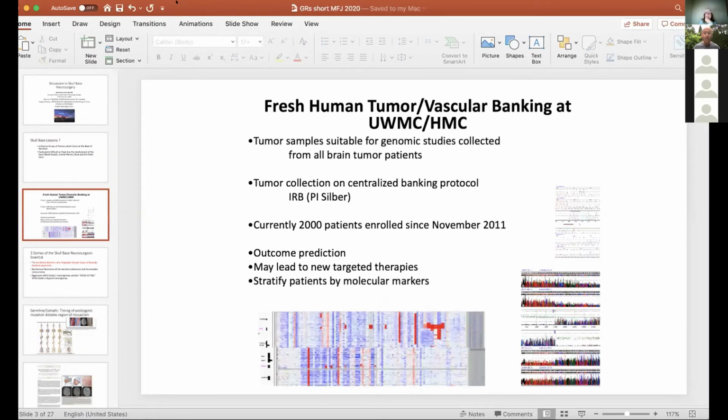A lot of the questions in our group revolve around a clinical question or a quandary. And really we rely on the tumor banking and vascular banking that we employ at all of our hospitals. So we've actually banked about 2,000 independent patient samples since 2011, and there's probably another 3,000 prior to that time that started with Bob Rastomoli and Dr.